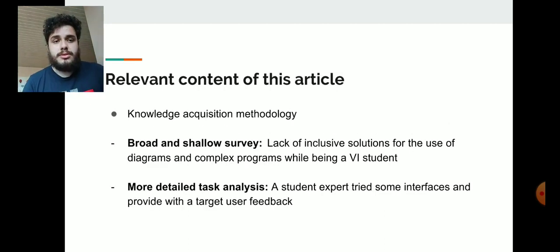So, in the relevant content of this article, there is the knowledge acquisition methodology that they use. They use a broad and shallow survey in order to gather information from the visually impaired students. One of the things is that there is a lack of inclusive solutions to implement diagrams and graphical information in the class. What this means is that maybe I am not completely blind, maybe I am partially sighted, so I can use colors, I can use images, and I'm not using them because I have this visual impairment.